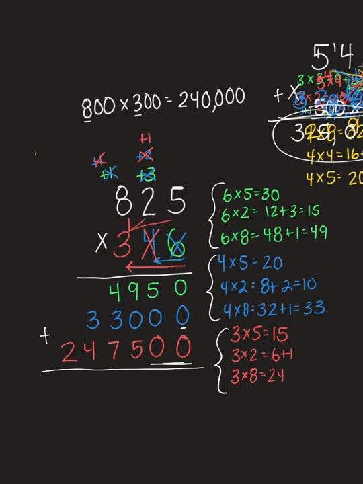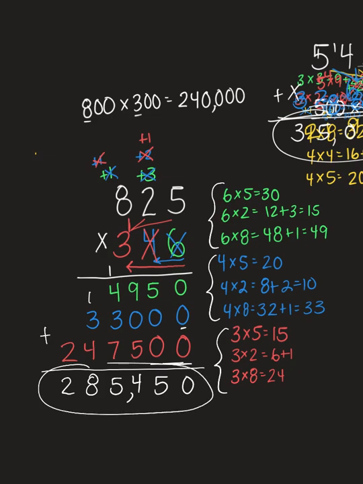Anyway, so 0 plus 0 plus 0 is 0. 5 plus 0 plus 0 is 5. 9 plus 0 is 9, plus 5 is 14. I'm going to carry a 1. 1 plus 4 is 5, plus 3 is 8, plus 7 is 15. Carry a 1. 1 plus 3 is 4. 4 plus 4 is 8. And I have my 2. Put my comma back in. I'm going to get 285,450. When I compare that to my estimate, it's in the same range of the 200,000s, and I told you our answer is going to be much bigger because we rounded our numbers down a lot in our estimate.